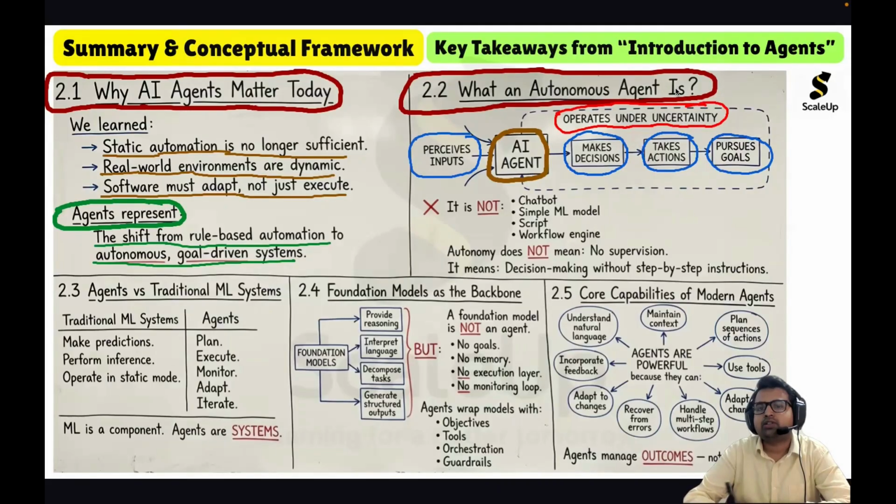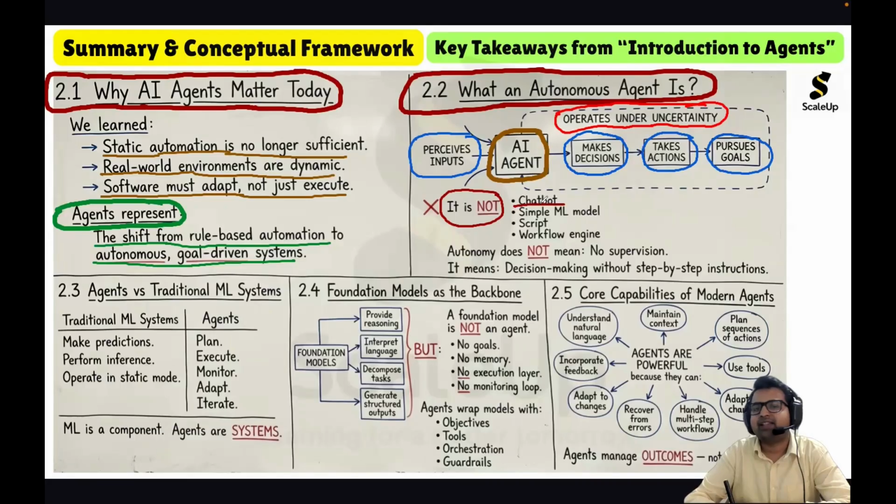So an autonomous agent will act autonomously, like it can act on its own. That's why it is autonomous. So an autonomous AI agent can perceive the input, it can make decisions, it can take actions, and it will keep on doing it until the goal is achieved. And it operates under uncertainty. So it is not a chatbot. So an autonomous agent is not a chatbot.